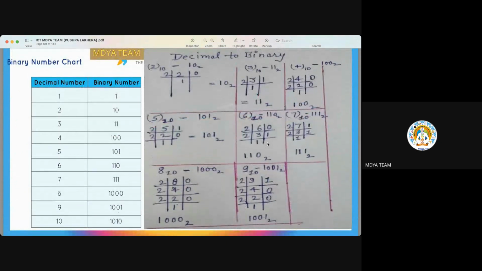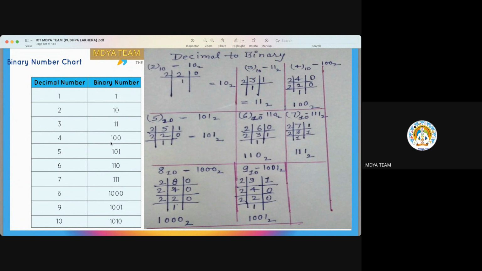Here they have simply converted all the digits from 1 to 10. So 1 is simply a single digit 1. 2 is 1 0, because 2 raised to 0 and 2 raised to 1 is 2. 3 is 1 1: 2 raised to 1 plus 2 raised to 0, that is 2 plus 1, that is 3. And here 4, 2 raised to 0, that means 1 times 0, is 0. 2 raised to 1, that is 2, is again 0.